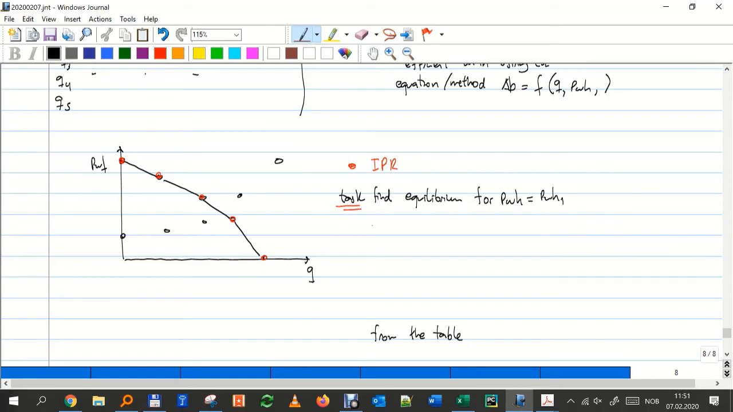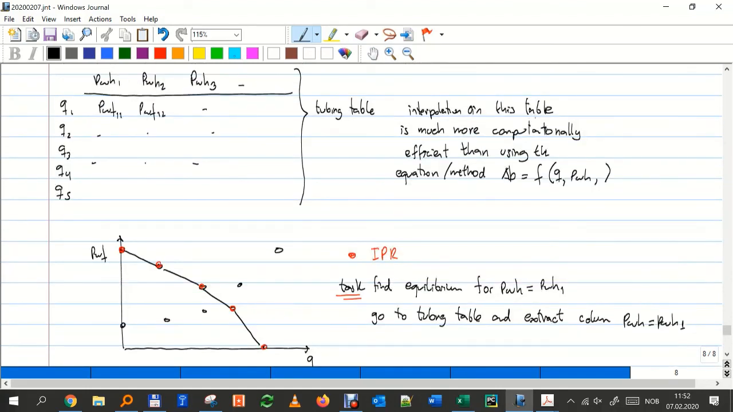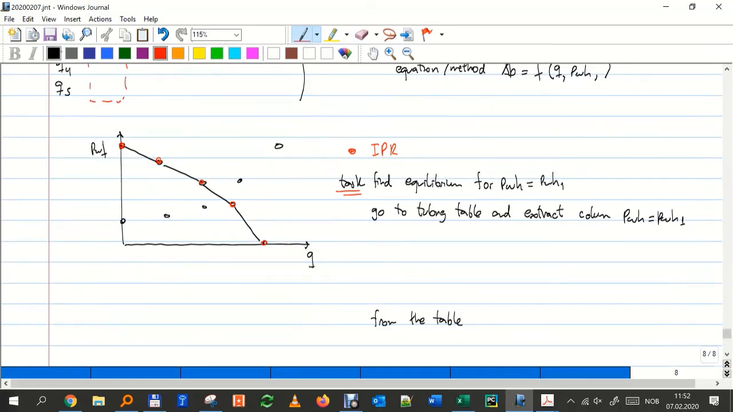Then you go to the tubing table and extract the column PWH equal to PWH1. In my case, I just go to that table that I have pre-computed and I hope that number is there. So I just take that column and impose it on the plot, and that will give me this curve. Then I simply find that intersection by interpolation.